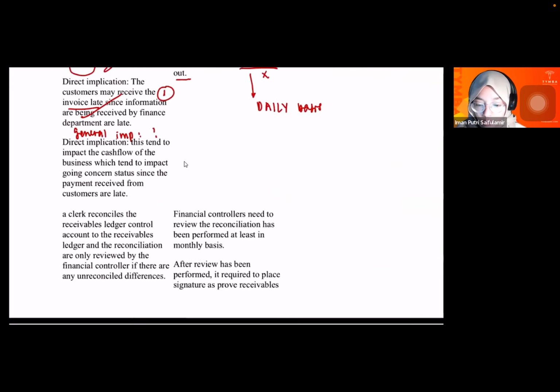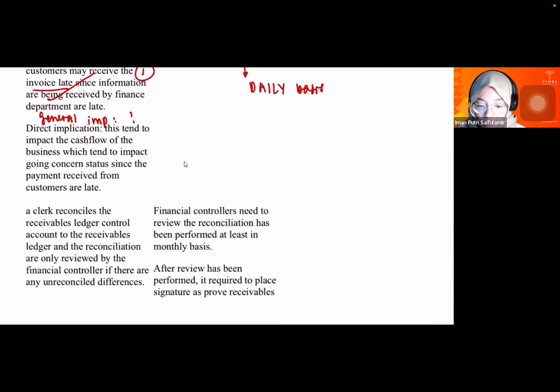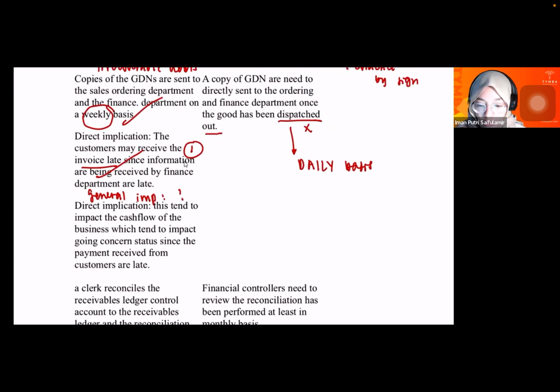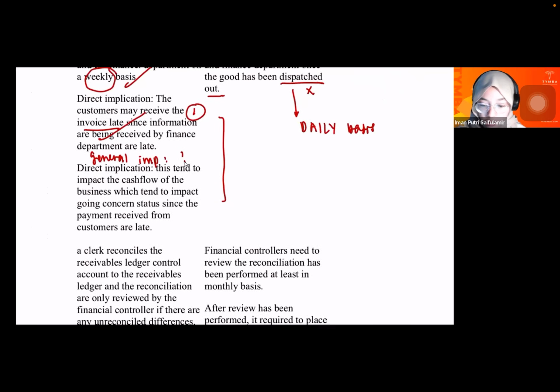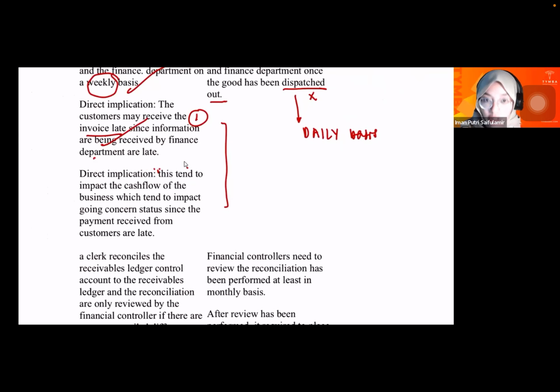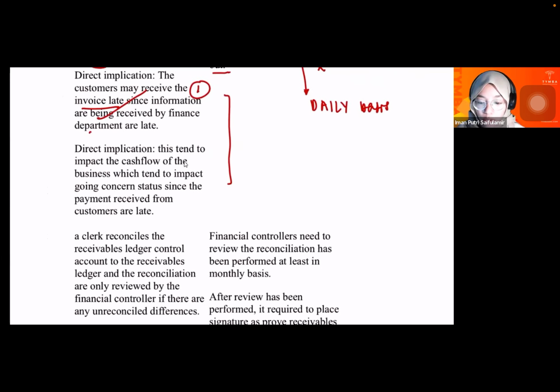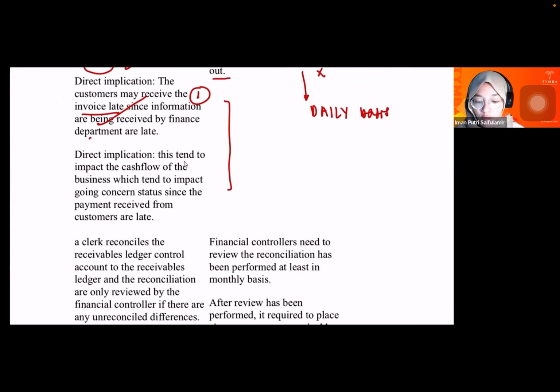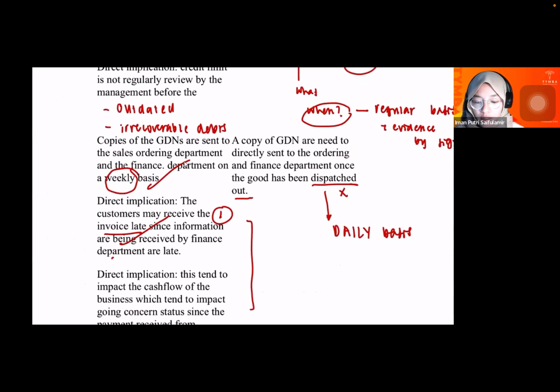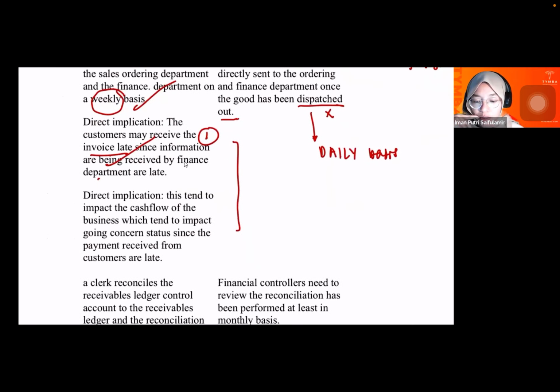Okay, so next is this tend to impact the cash flow. Oh, is this related? You relate. Okay, general implication. I see. Okay, so these tend to impact the cash flow of the business, which tend to impact going concern status since the payment received from the customer are late. These tend to impact the cash flow of the business.